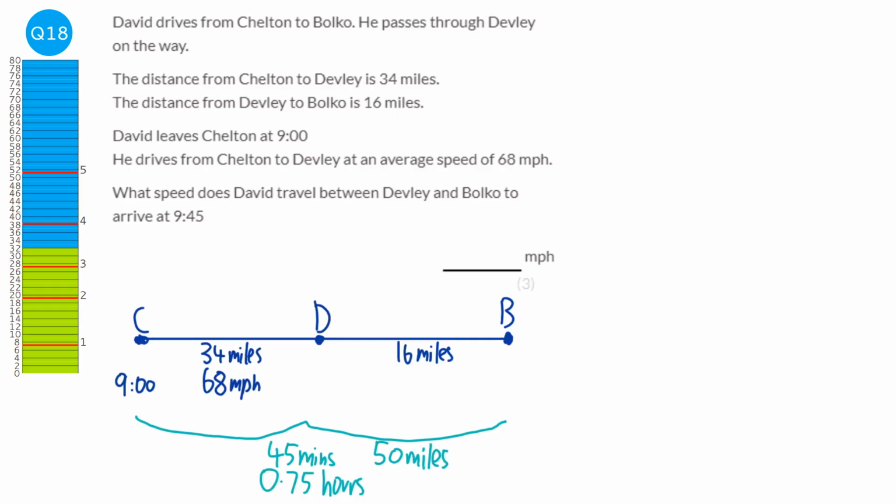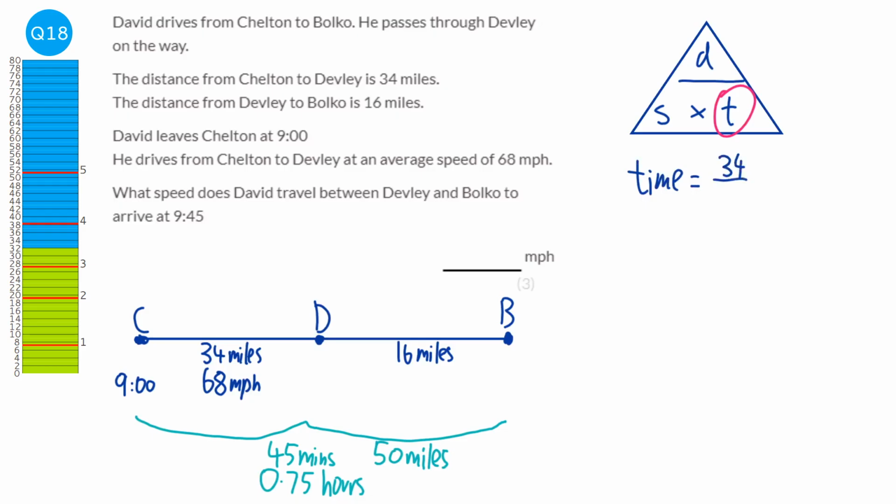Okay, now having a look at this, we need to find out what time David was at Devley. So we're going to use our speed distance time triangle. So speed equals distance over time. And we're covering up the time because that's the one we want. So it's going to be time equals distance, which is 34, over speed, which is 68.